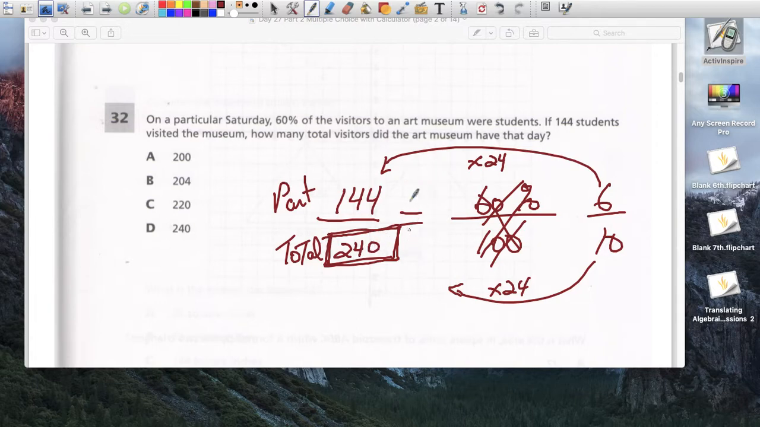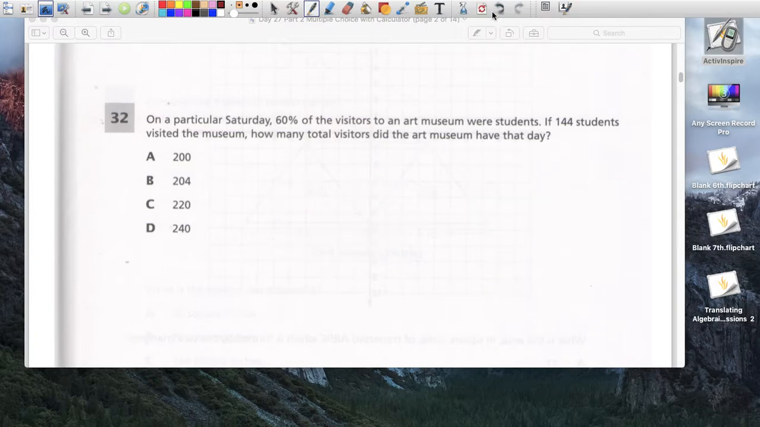So basically, what this means is that there were 240 visitors to the museum, of which 144 were students, which equaled 60% of the population visiting the museum that day.